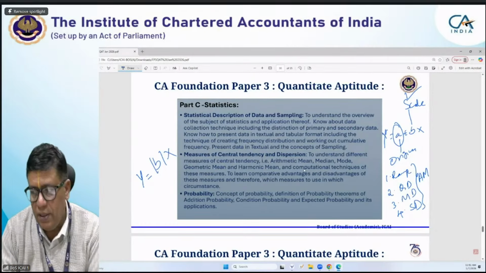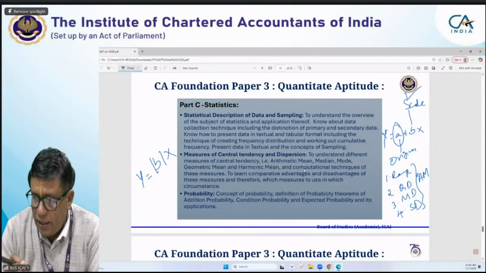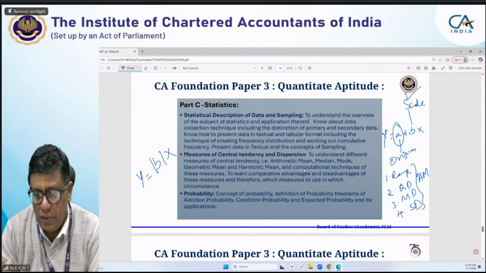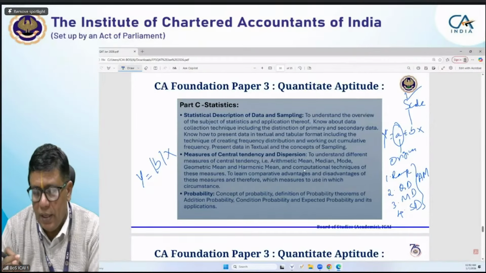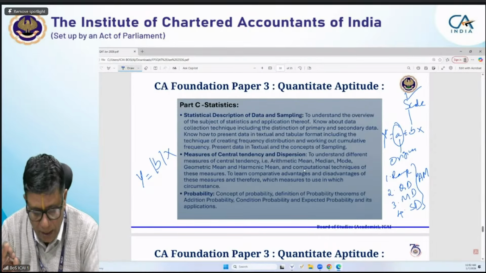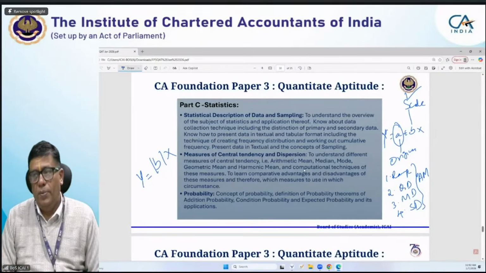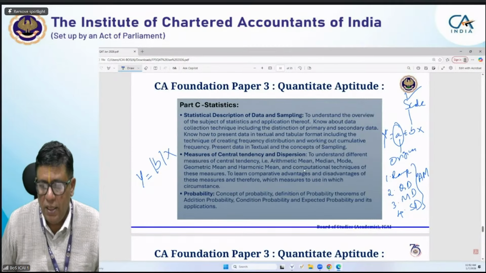Quartile deviation: the data is divided into the first quartile, which is the 25th percentile or one-fourth of the data, 50% of the data is the median, and three-fourths is the third quartile. Quartile deviation is the best measure for open-ended classification. This is very important from the examination point of view. Every time I am telling about the same thing.